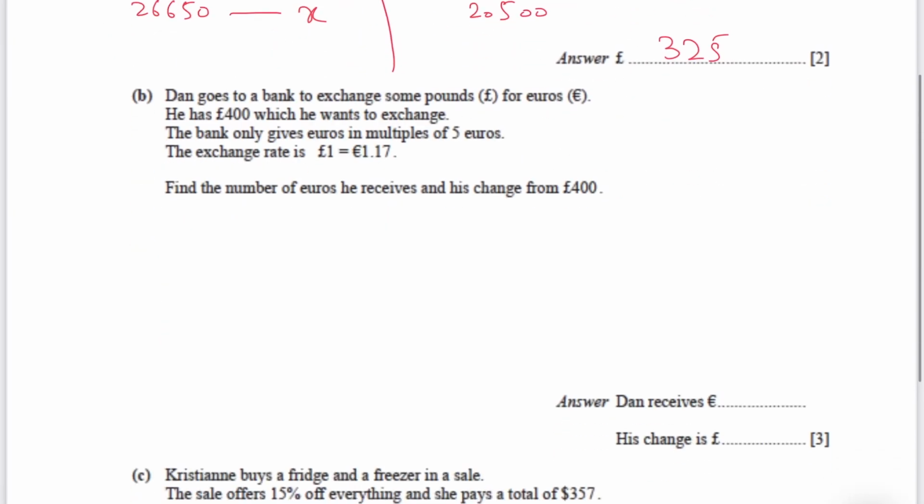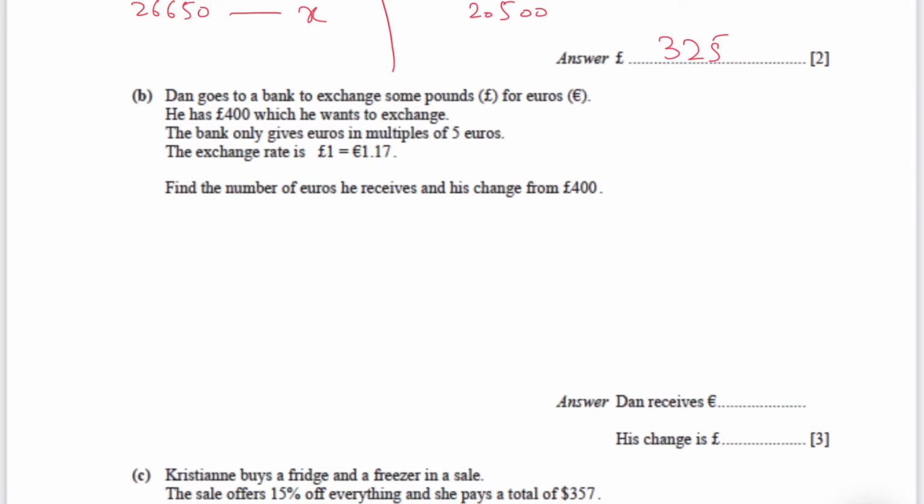The next part says Dan goes to a bank to exchange some pounds for euros. He has 400 pounds which he wants to exchange. The bank only gives euros in multiples of 5 euros. The exchange rate is 1 pound is to 1.17 euro. Find the number of euros he receives and his change from 400 pounds.